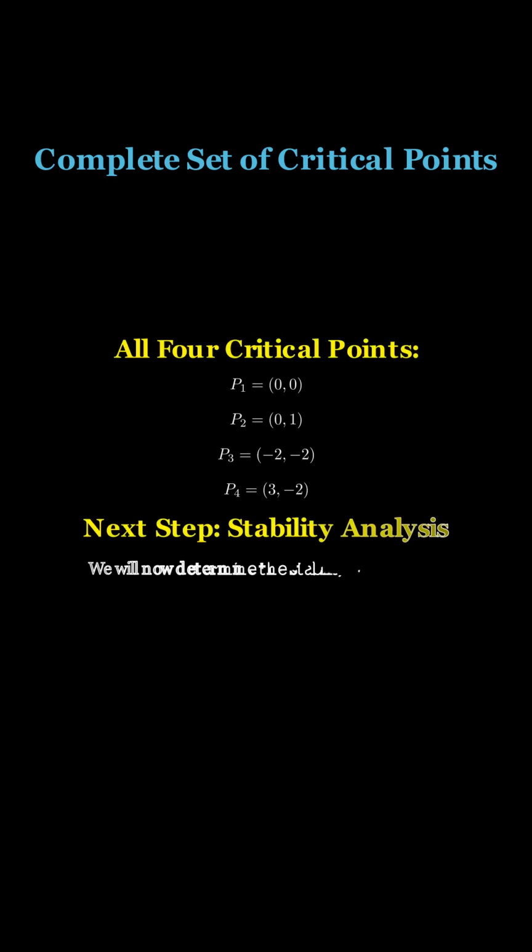We have now found all four critical points of our system. (0, 0), (0, 1), (negative 2, negative 2), and (3, negative 2). Each of these points represents an equilibrium state where the system can remain indefinitely if undisturbed.